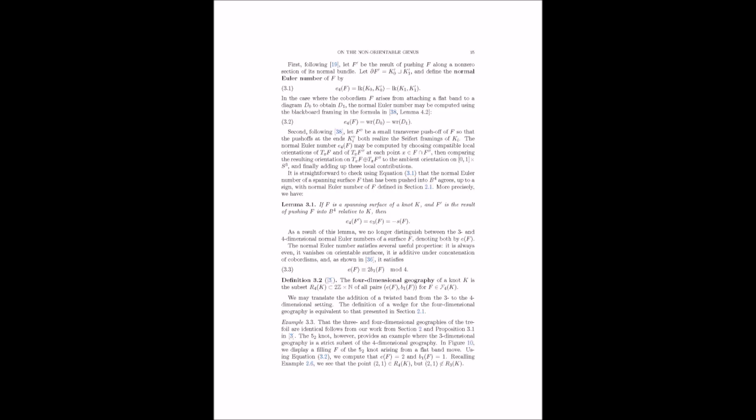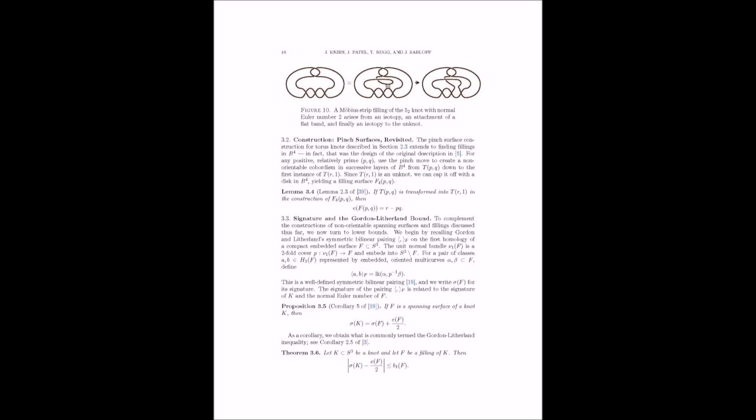It says the 3D and 4D Euler numbers match for spanning surfaces. This is a really important consistency check. It confirms our definitions make sense. If you take a surface that lives in 3D and you just push it a little bit into 4D without actually changing its topology, its Euler number doesn't change. The 3D world is a consistent subset of the 4D world.